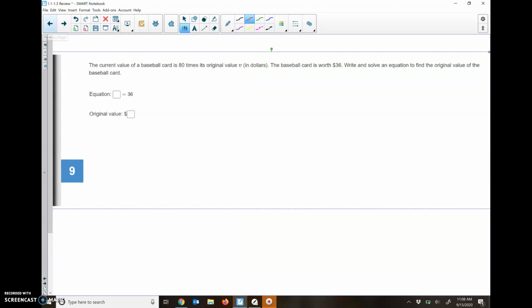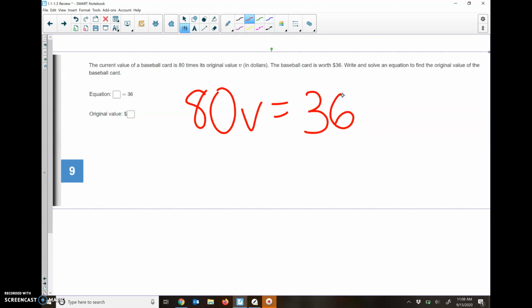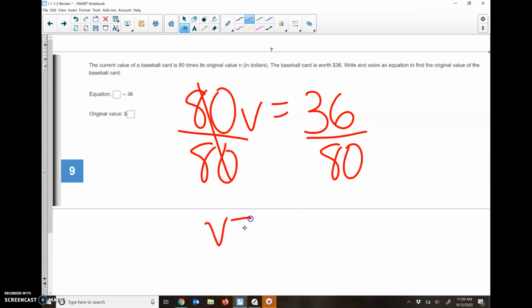The current value of a baseball card is 80 times the value in V. So 80 times the value in V. The card is now worth $36. So to figure out how much it was worth, it's 80 times, so I'm going to divide both sides by 80. And we get 0.45. Since we're talking about money, that would end up being 45 cents.